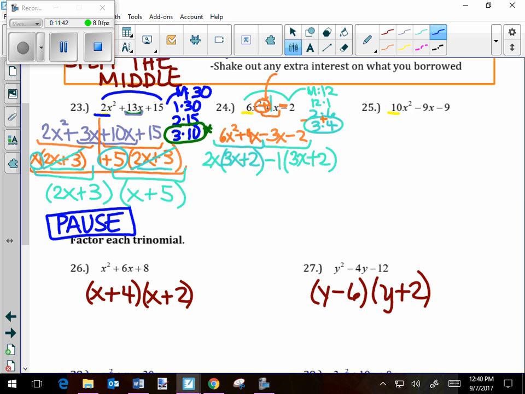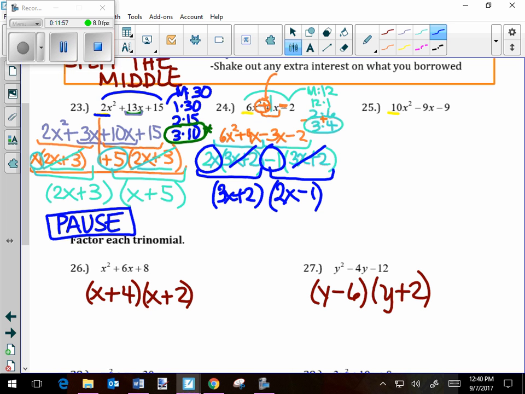And then I go back and I say, what do these two things both have in common? They both have a 3x plus 2. I'm going to take that out of both of them. What do I have left? A 2x and a -1. So split the middle is the process that we're using right now. We'll do one more together.